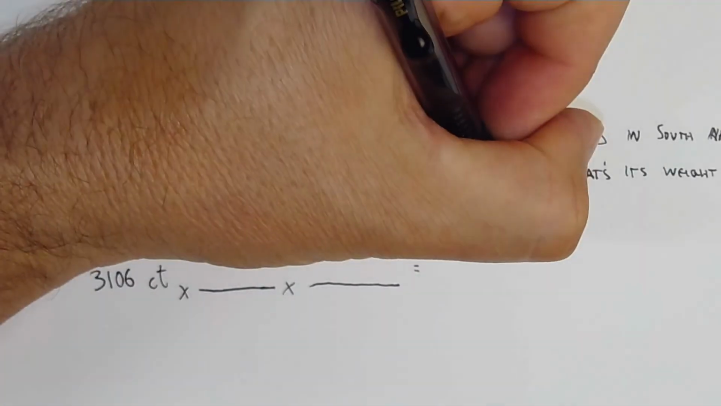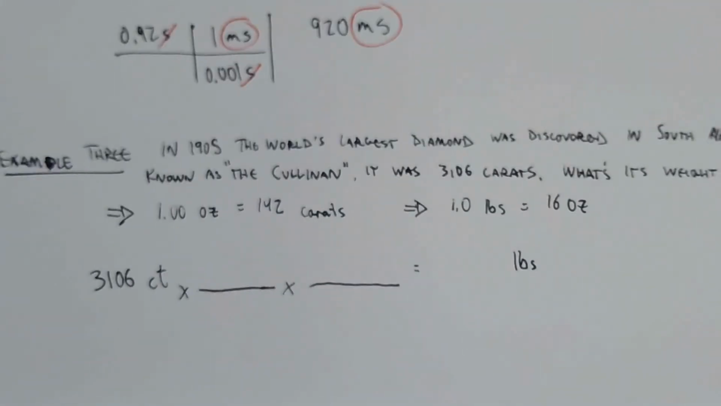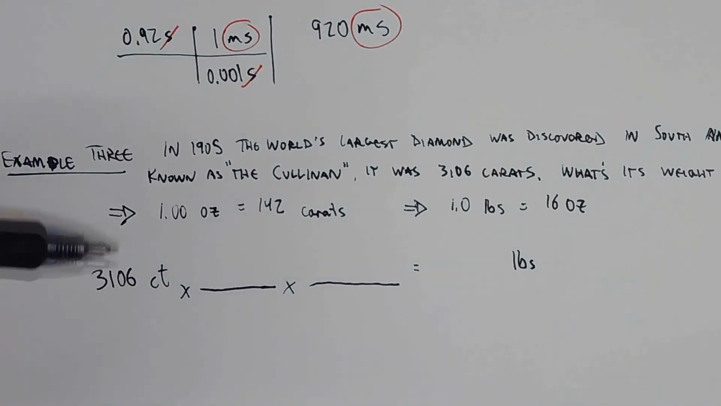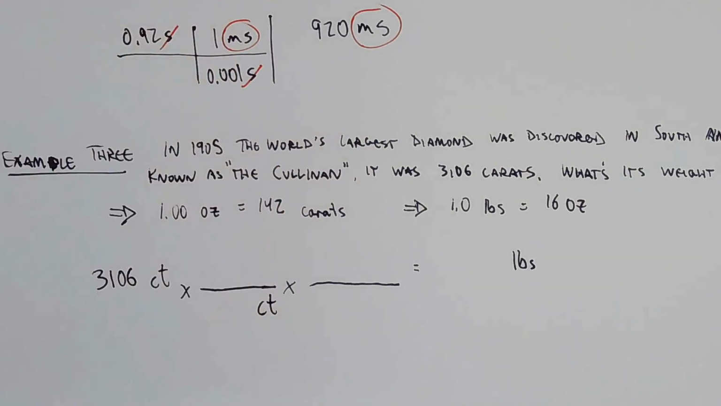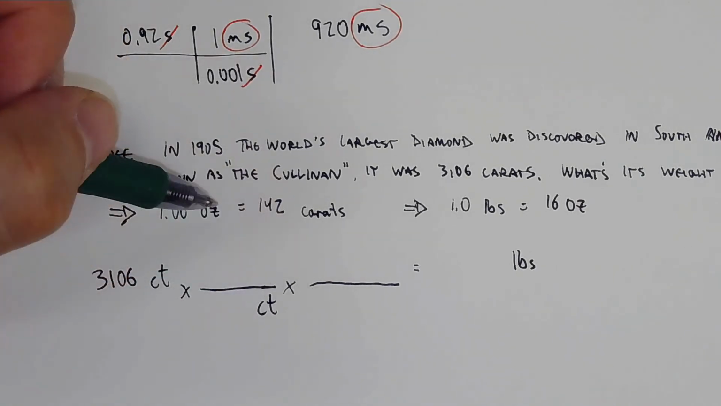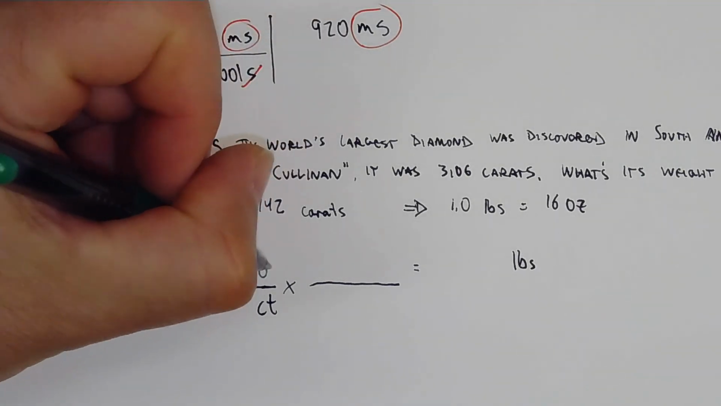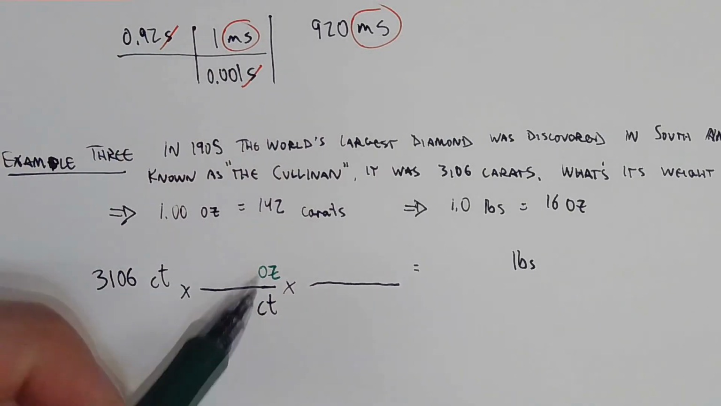Sometimes what I'll do is put my goal over here, and pounds is abbreviated LBS. So I want carats to cancel out, and I want to end up with pounds. So the first thing, in order to get carats to cancel out, I'm going to need to put carats on the bottom of this. And then I have a relationship between carats and another value, ounces. So I'm going to put ounces on top here. I'm not going to put the numbers in yet. Let's just show you how the units work out.